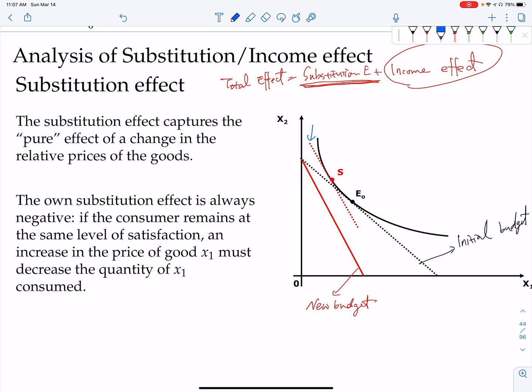So we're going to draw this hypothetical budget line that's parallel to the new budget line. In other words, the price ratio is the new price ratio. This is the case where P1 goes up to P1 prime, right? So we're going to draw this hypothetical budget line that's tangent to the old indifference curve.